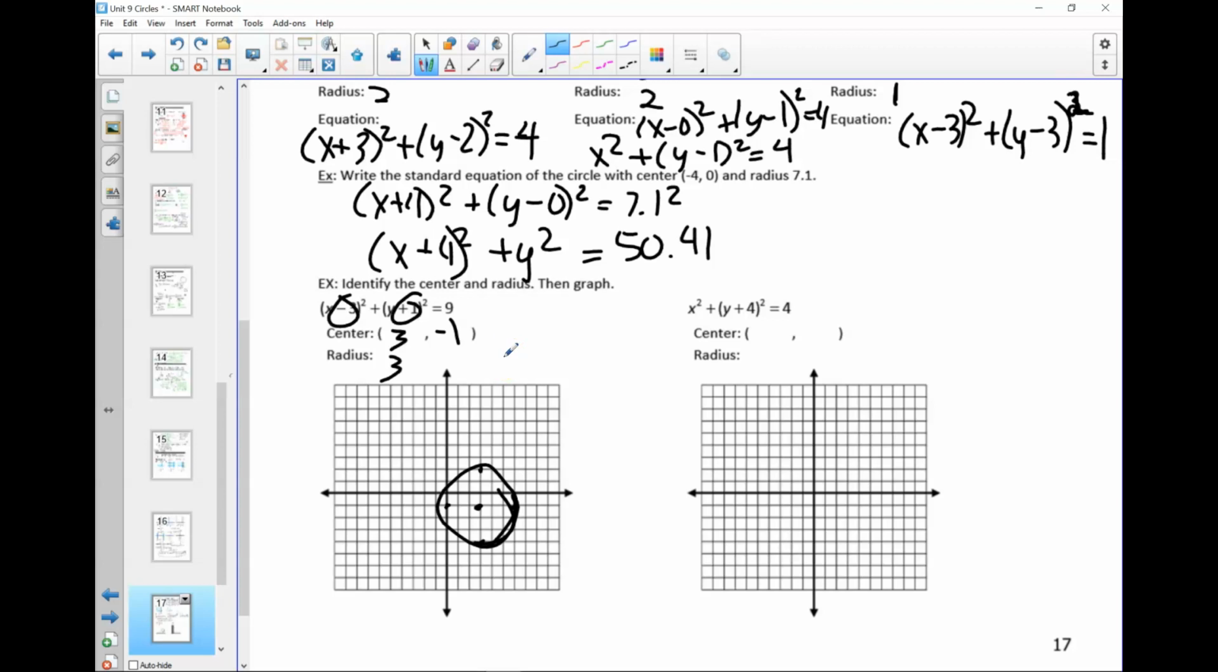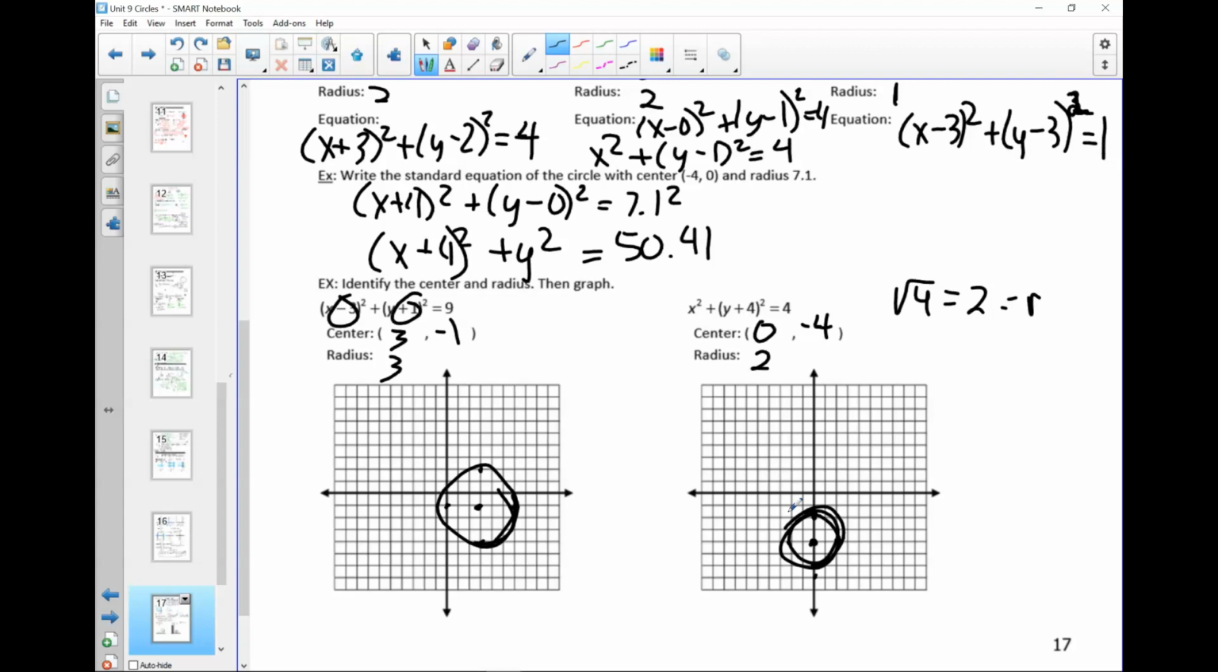So, next example, x squared. Well, that means 0 is the x coordinate. Y plus 4, so negative 4 is the y coordinate. The square root of 4 is 2, and that will be our radius. So 0, negative 4, 1, 2, 3, 4 is our center. We're going 2 units out from there all the way around. Draw the circle. Okay?